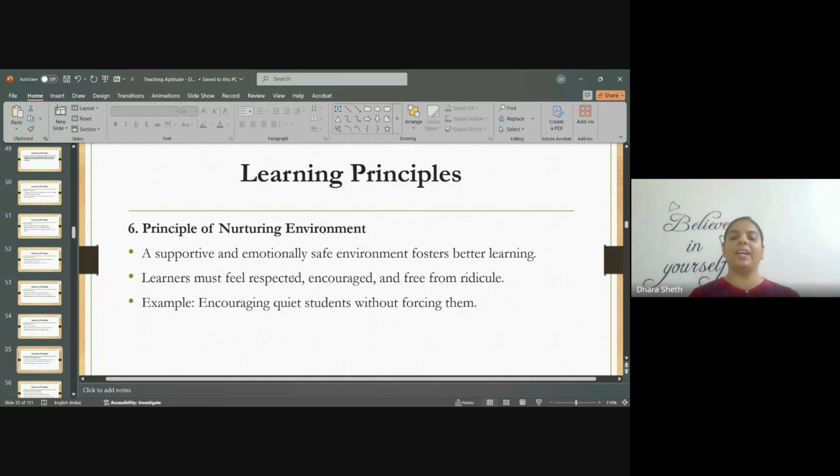So a supportive and emotionally safe environment fosters better learning. Learners must feel respected, encouraged, and free from ridicule. Okay. So most of us know this, but then subconsciously, sometimes we don't do it. I've seen a few professors who belittle adult students in colleges, and these are not the favorite teachers of the students.